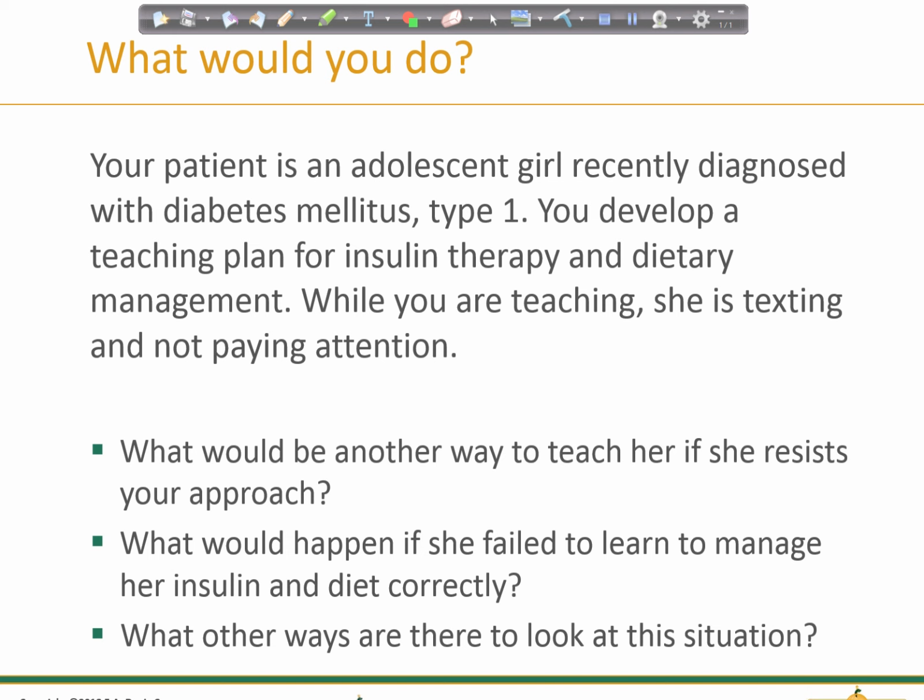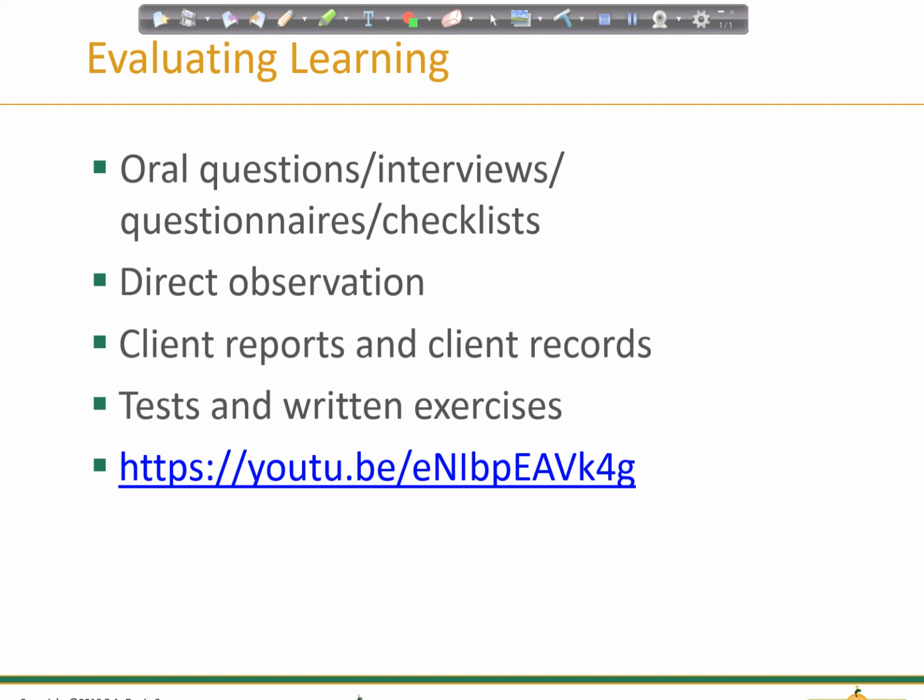When we're evaluating our learners, we ask questions, we interview them, we ask them to do a questionnaire or a checklist. One of the easiest ways to evaluate a learner is what we do. We test you, right? Or we quiz you. We ask you questions. We ask you to write things down. We observe you in SIM and in Skills Lab, and you have to demonstrate tasks for us, which is our checkoffs.